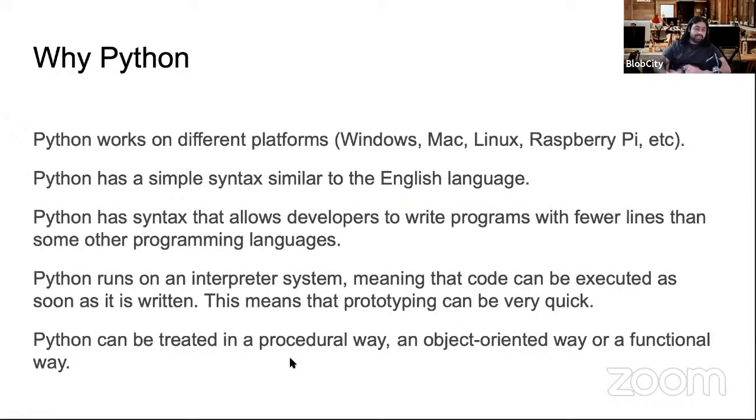Some of the biggest reasons why you would do Python: Python works on different platforms, whether it's Windows, Mac, Linux, or Raspberry Pi, which are embedded devices. Python has a simple syntax similar to the English language, so it's really easy to understand. Python has syntax that allows developers to write programs with fewer lines of code than some other programming languages. So if you come from Java, C, C++, C#, Node.js, you will notice that Python is really concise and very powerful.